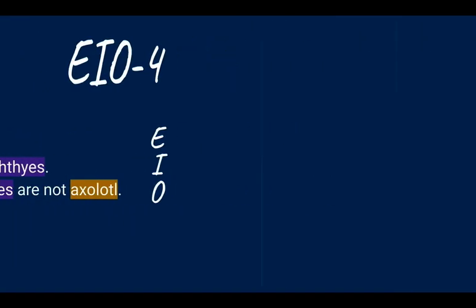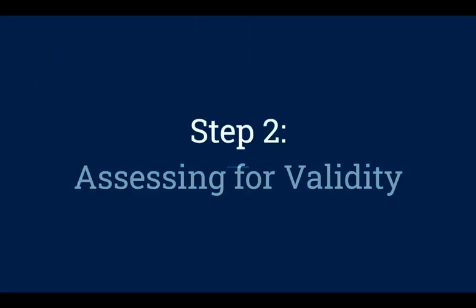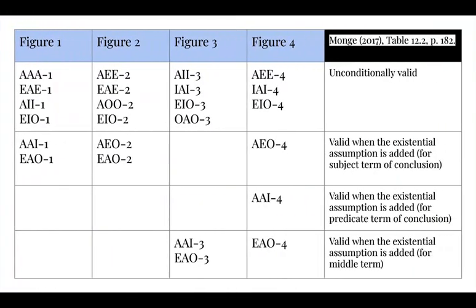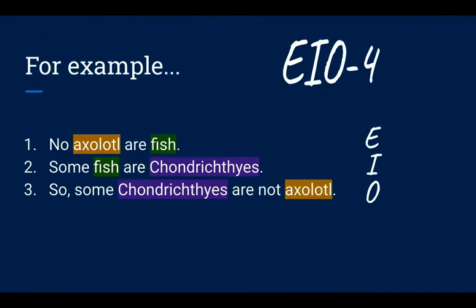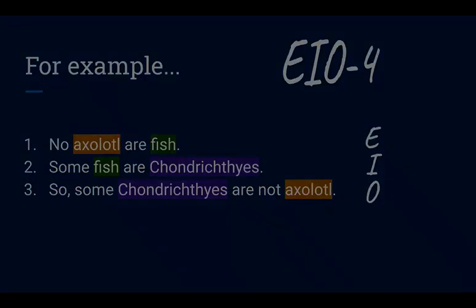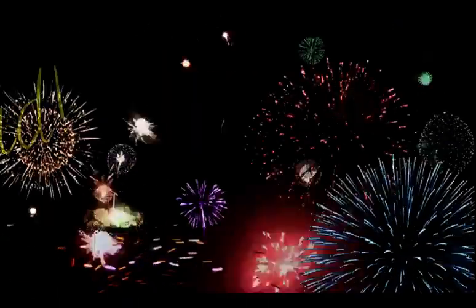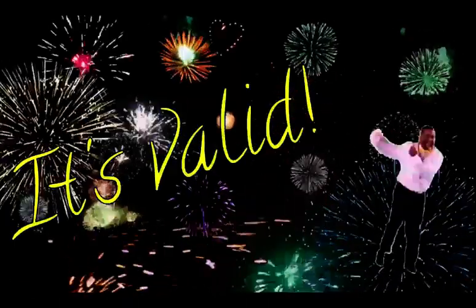Now, is EIO 4 here in our table? Let's look. It is. It's right there. And again, in the same row, that means it is unconditionally valid. That, my friends, is how you use the table method, if you want to call it that. This means that this argument is valid once more. Hooray.